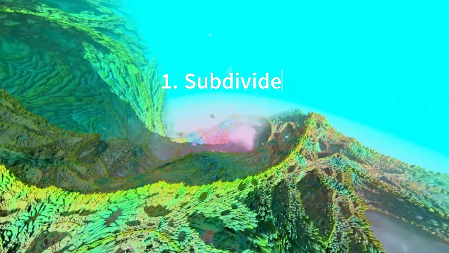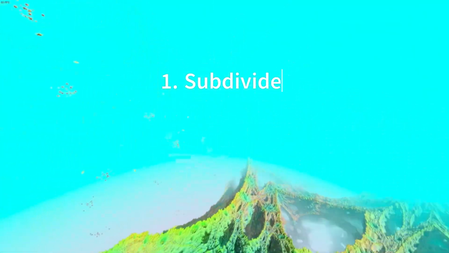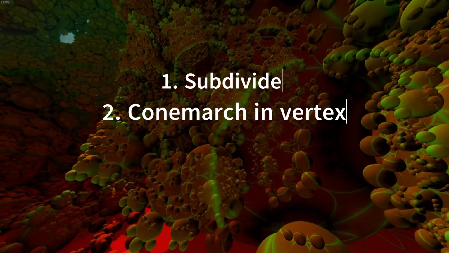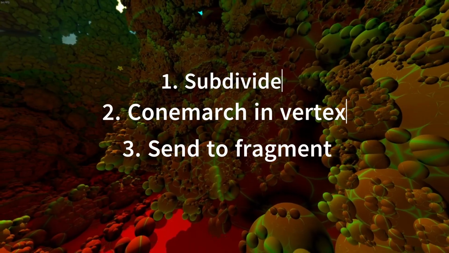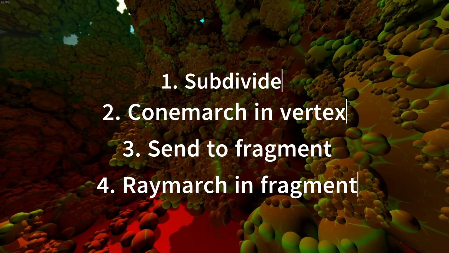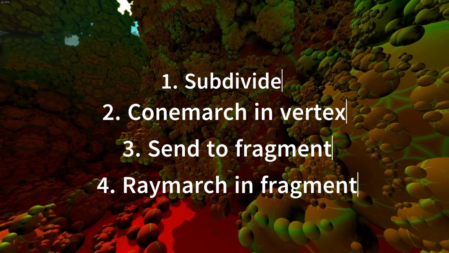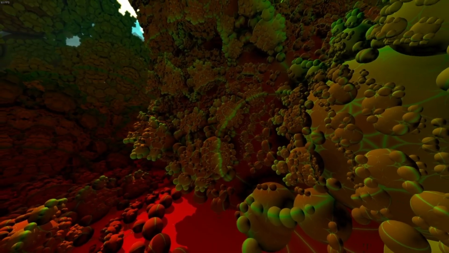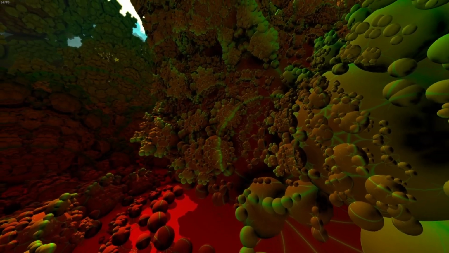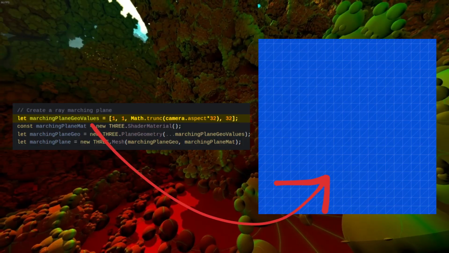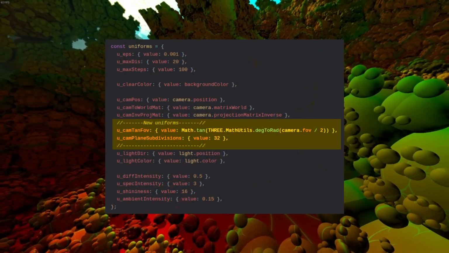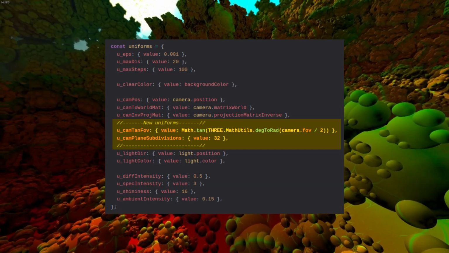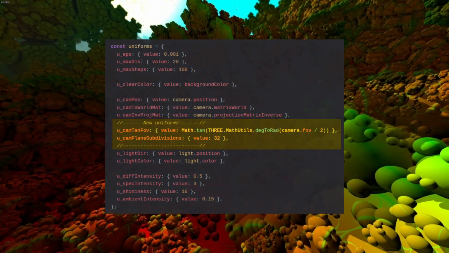In this simple approach, we subdivide the rendering plane into smaller square subdivisions, cone march as much as possible there in the vertex shader, send that data to the fragment shader, and then ray march one last time in the fragment shader to see the hit position. We do this by first changing how we define the marching plane in three.js and update the uniforms to include a camera FOV and the number of subdivisions we are using in the scene.